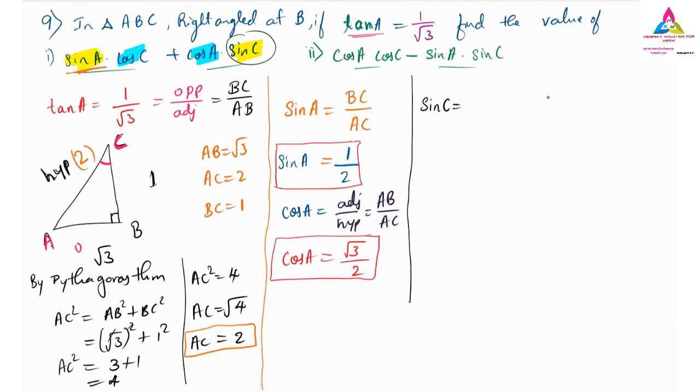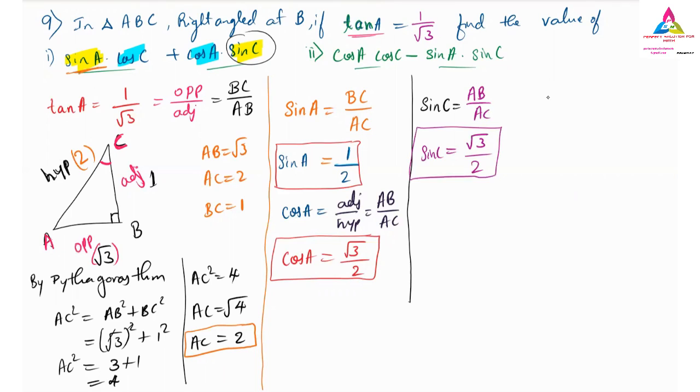So opposite will be AB now, and adjacent will become BC. So sine C is equal to opposite by hypotenuse. Opposite here is AB divided by hypotenuse. So the sine C value will become, opposite is root 3. Hypotenuse is not going to change. It is the same, just AC itself. You can write AC here if you want. So it is 2. So sine C value will become root 3 by 2.